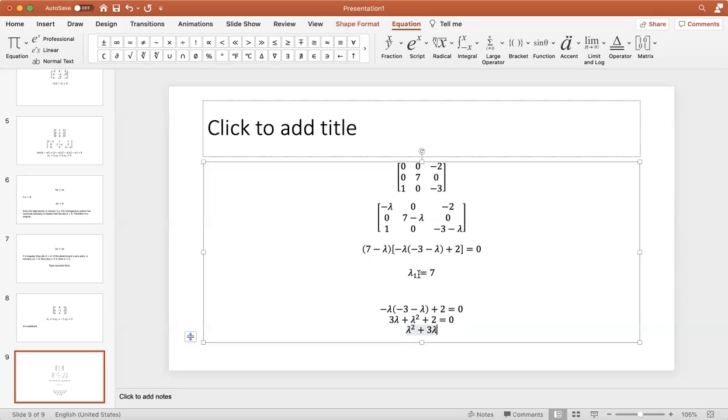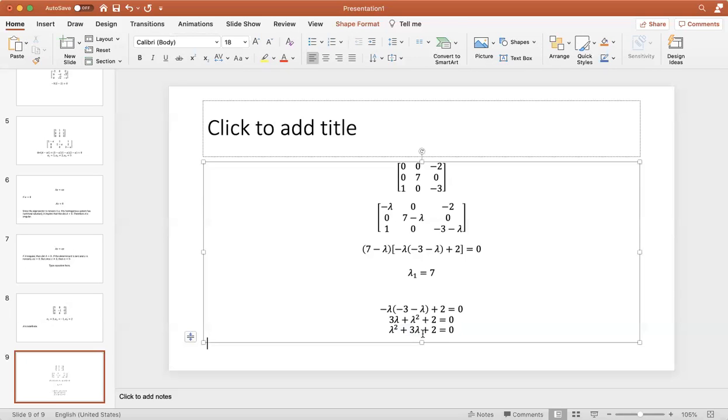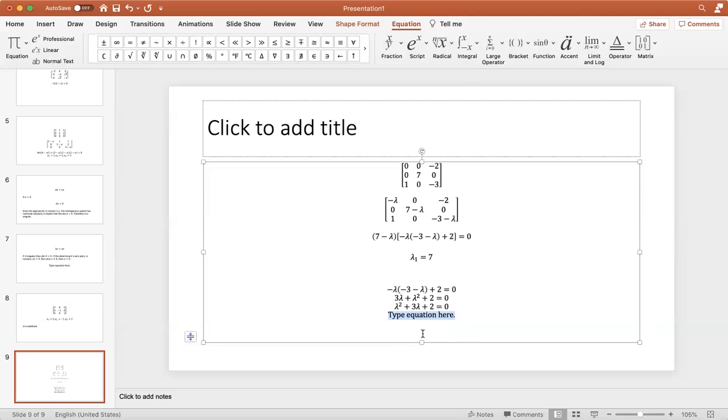Lambda squared plus 3 lambda plus 2 equals 0. And I can easily factor this out. I do hope that at this stage of the course, you're already comfortable factoring quadratic equations. At first glance, you should be able to factor them out, because that's going to help you.